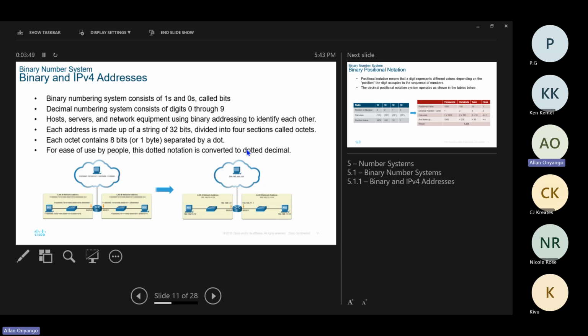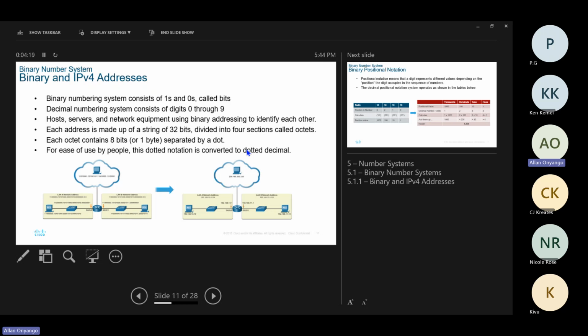The decimal numbering system consists of numbers from 0 through 9. And 0 through 9 are actually 10 numbers. So 0, 1, 2, 3, 4, 5, 6, 7, 8, 9. So those are 10 numbers. And the word deci actually comes from 10.